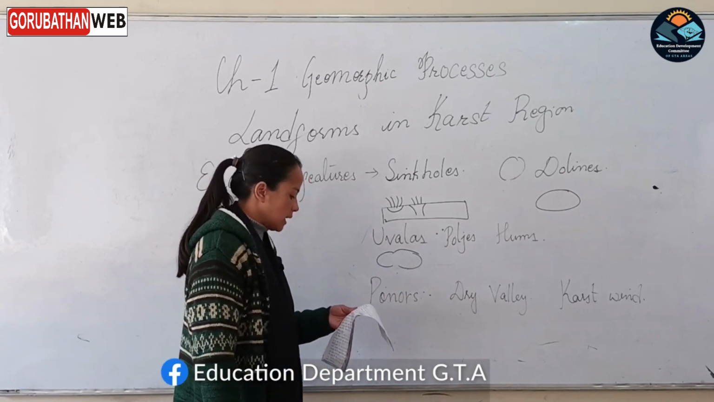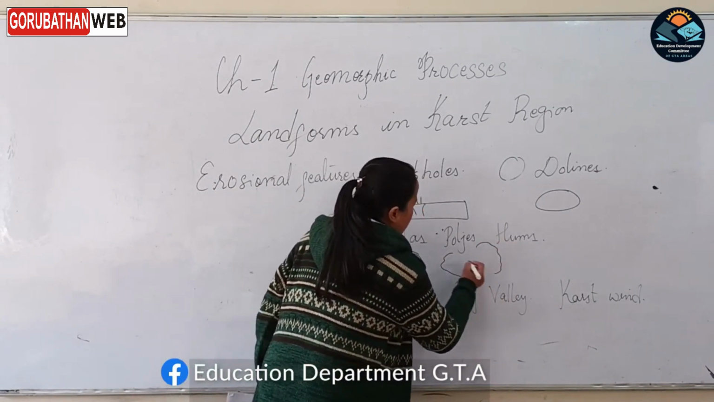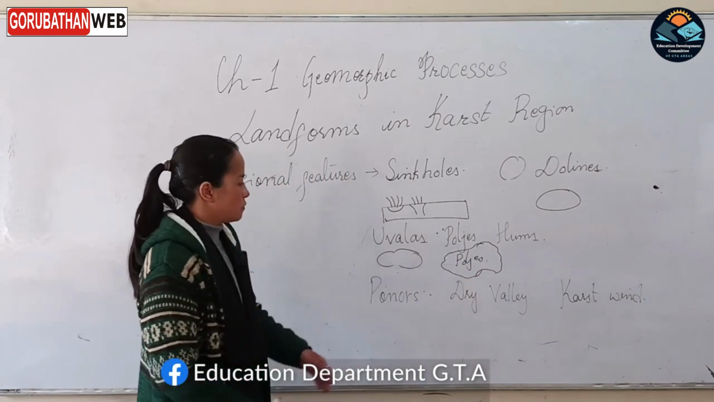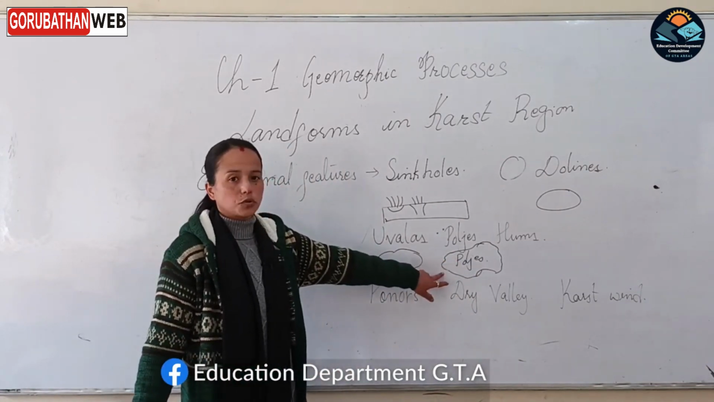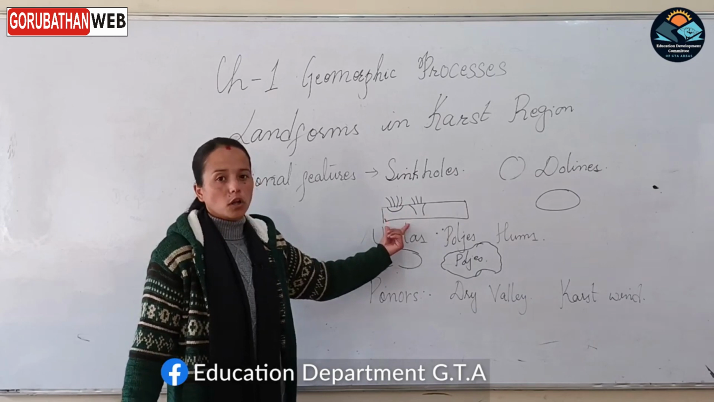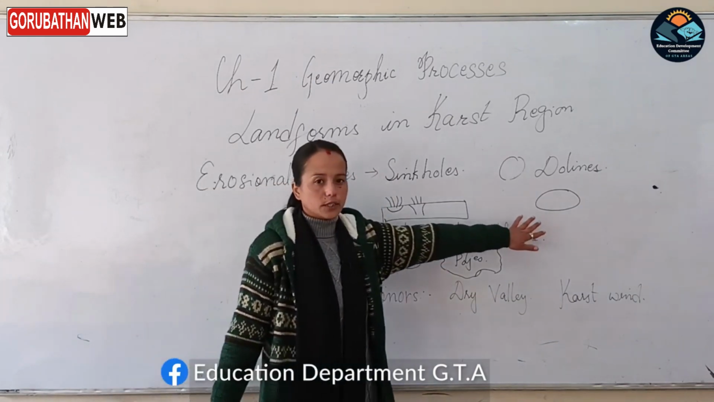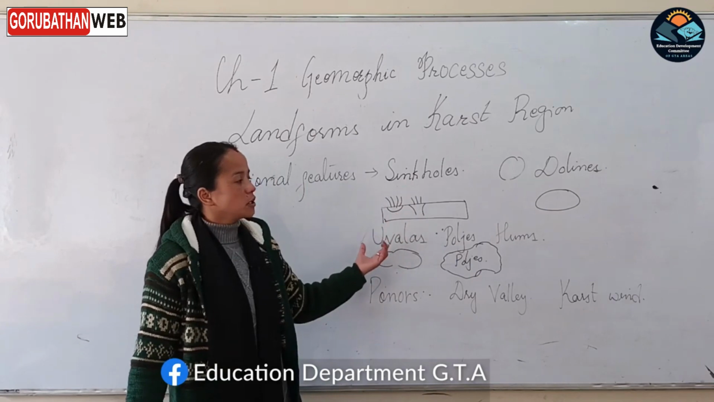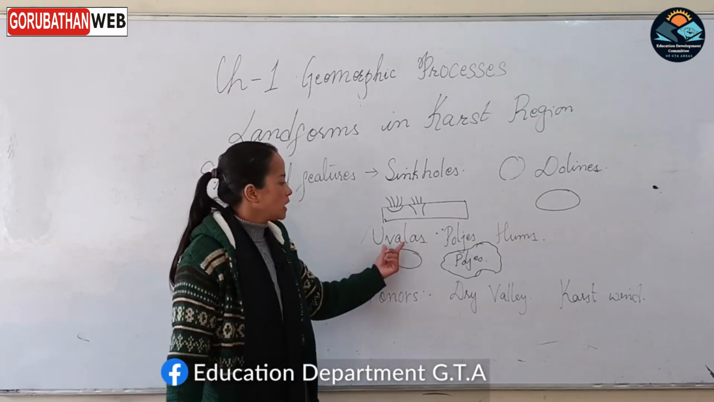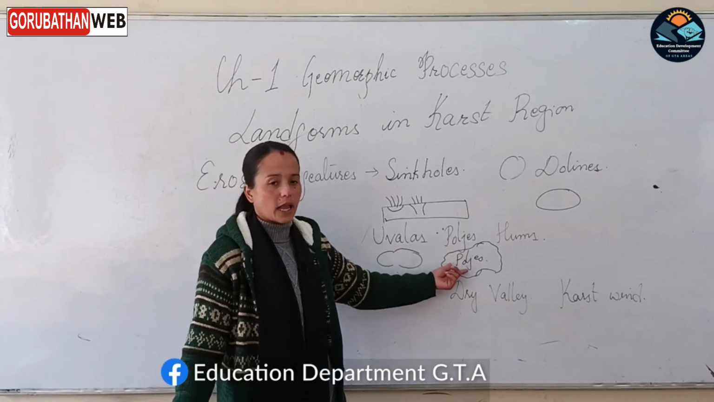So next one is the polges. So polges, when many uvalas, big holes, join together, they form polges. So these are very, very big holes which are present in the limestone region. So all are holes, but the only difference is their size. These are the smaller ones. So when many sinkholes join together and make a bigger hole, they are known as dolines. And when many dolines join together and another big hole is formed, that is known as uvalas. And when many uvalas join together and form a very, very big hole in the limestone region, that is known as polges.